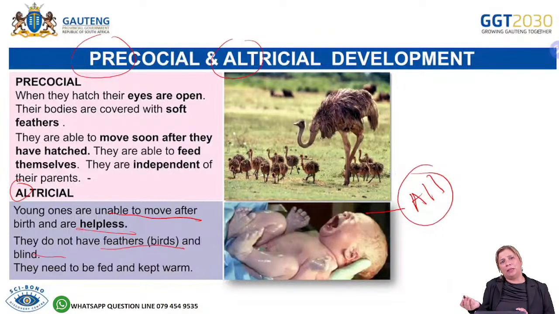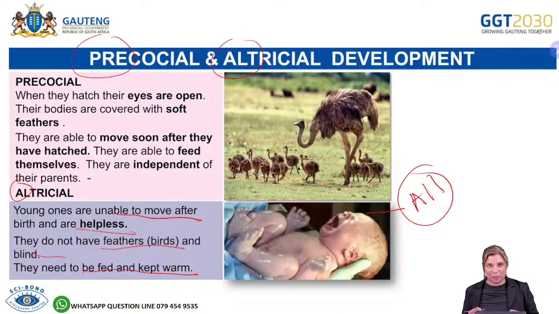Even for example, a baby, even if the baby is feeling cold, can he talk? No, he can't talk. So it's up to the parents to keep the baby warm. So that is altricial. They also need to be fed and kept warm. So altricial, they need all the necessities from their parents. So is that how you're going to remember it? Altricial, all.